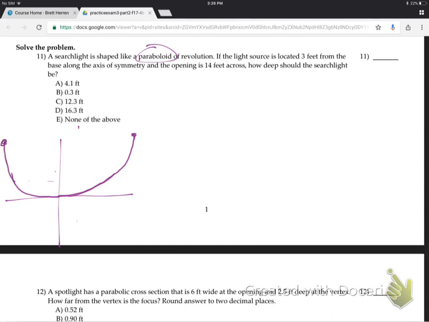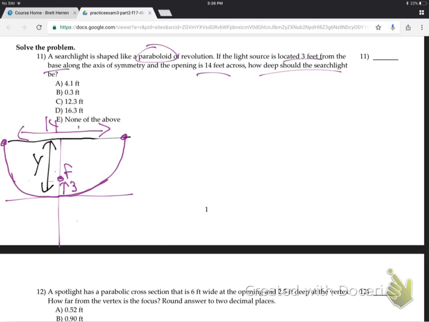Here we go. Mine doesn't look so good. It looks terrible. All right. So it says the light source is 3 feet from the base. So the light source, the focus, is up 3 feet. That's the focus. And it's 14 feet across. So it's 14 feet all the way across. And they're asking how deep is the searchlight. They want to know how deep, to the top of the searchlight, how deep is it?